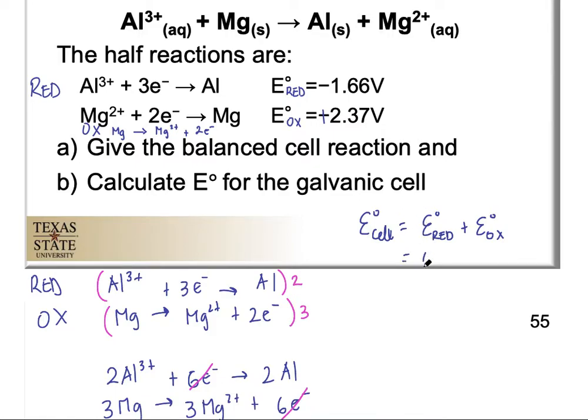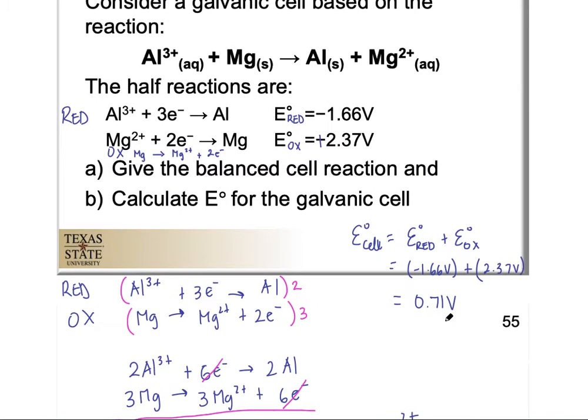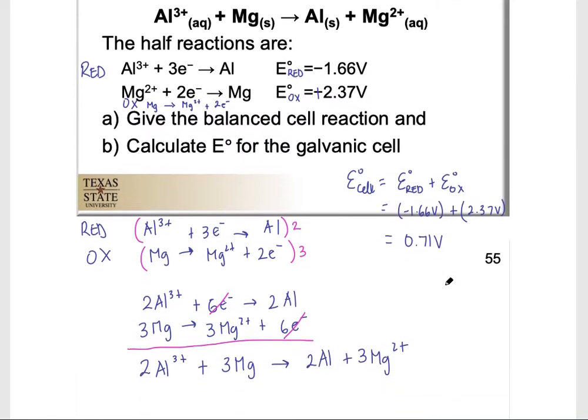which means that I'm going to take my reduction, which is negative 1.66, and to that I'm going to add my oxidation potential, which is 2.37 volts, and that gives me a total of, let's see, what was it? 0.71. And we are done. That is the answer for the cell potential of our voltaic cells. And of course, we want to make sure that this ends up being a positive value, otherwise it is not a galvanic cell. Otherwise, we have made a mistake for this galvanic cell. All right.